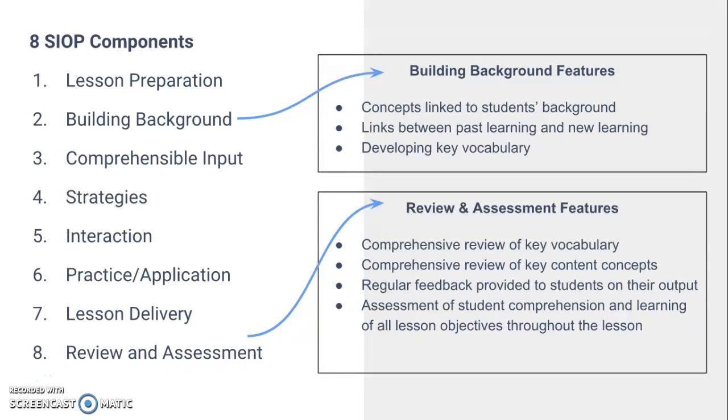When we look at the 8 SIAP components, in this module we've touched on 2, building background and review and assessment. Within building background, we saw concepts linking to background. That was what you saw in those videos from NASA. Links to past learning and new learning. This is when we discussed where you may have seen these terms before. And developing key vocabulary, like when we reviewed the key vocabulary needed to understand what a homunculus nebula is and what Eta Carina is.